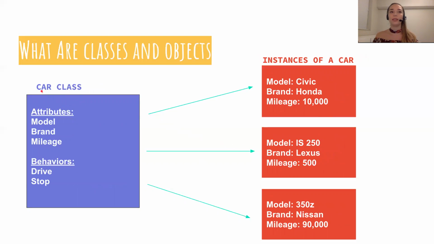Another example can be a car. A car has certain attributes. It can have a model, a brand associated with it, a mileage. It can even have a year. And there are certain behaviors that a car can do. It can drive. It can stop.